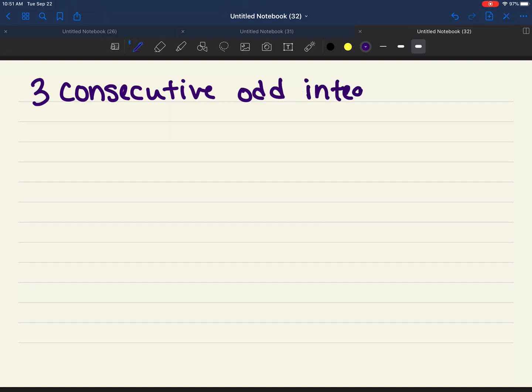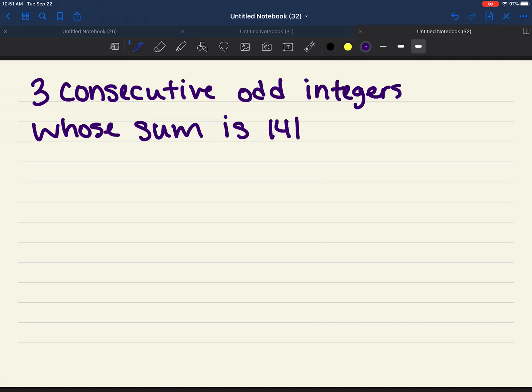We want to find 3 consecutive odd integers whose sum is 141. What does the word sum mean? Like when they're added all together. Okay, so I'm going to add the 3 integers, and I want them to be equal to 141. So using the information I just gave you, do you know exactly what the 3 numbers are? So what are you going to use to help you find it?